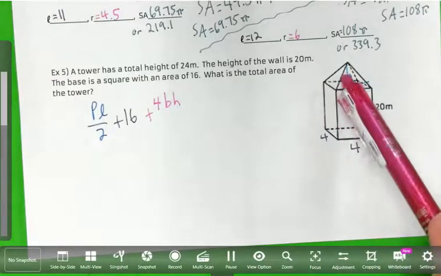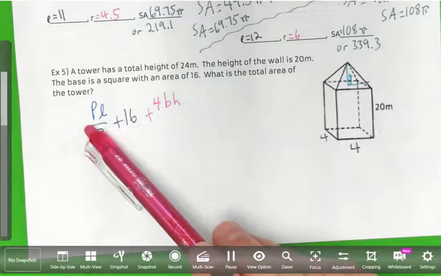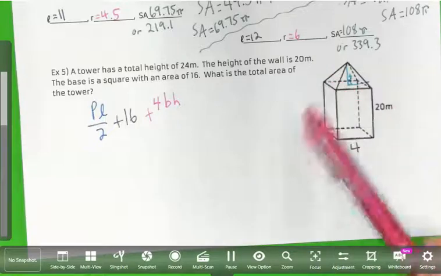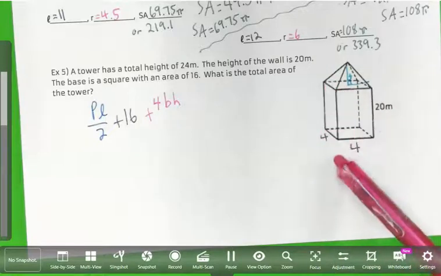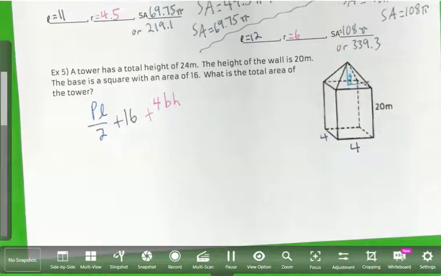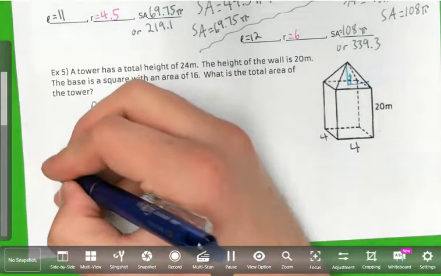The perimeter is the perimeter for this square pyramid. Well, we know that this is 4, so each of these is 4. And if you multiply 4 times 4, you get 16. So we can go ahead and say that capital P is 16.